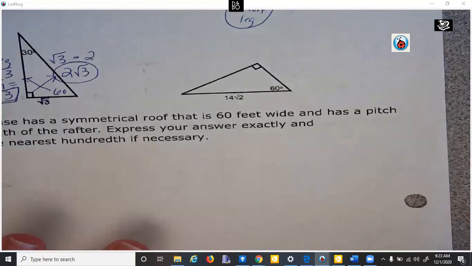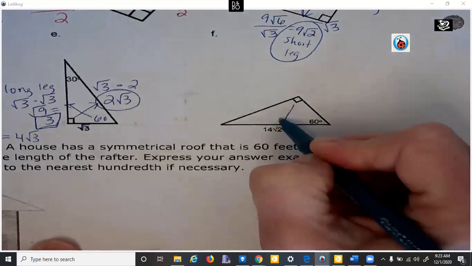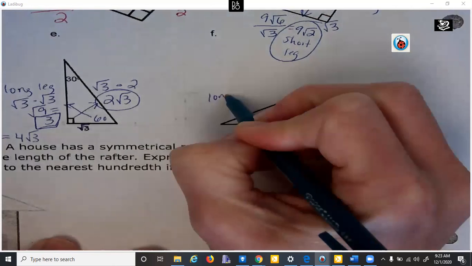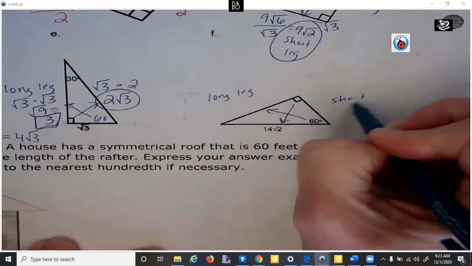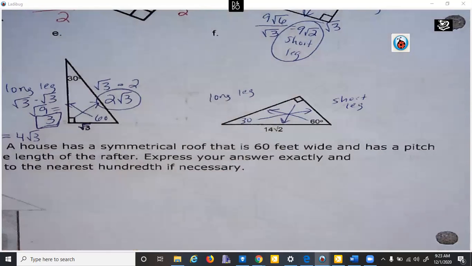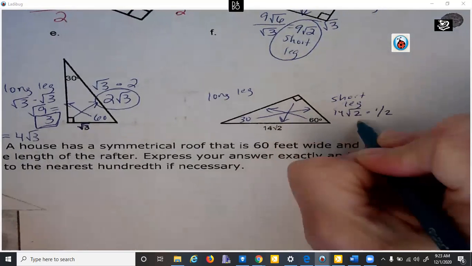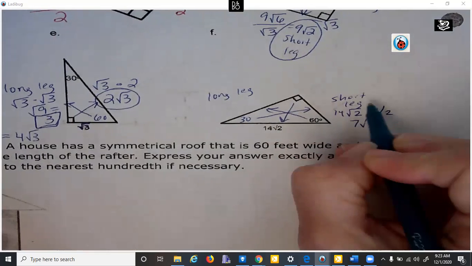All right. What have they given you on F? The hypotenuse. Good, they gave you the hypotenuse. What do you find next, the long leg or the short leg? The short leg. Good. How do you go from the hypotenuse to the short leg? You're not going to double it because you're going shorter. Multiply it by 1/2. You're going to take half of it. So 14 root 2 times half gives you 7 root 2. So the short leg is 7 root 2.